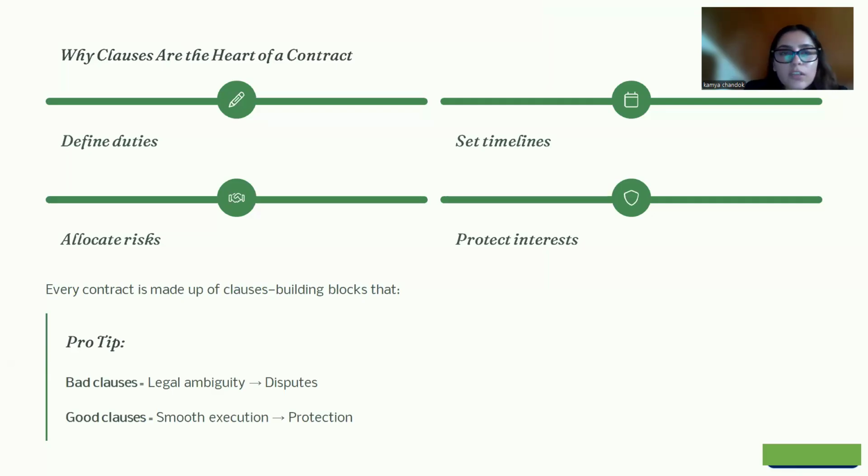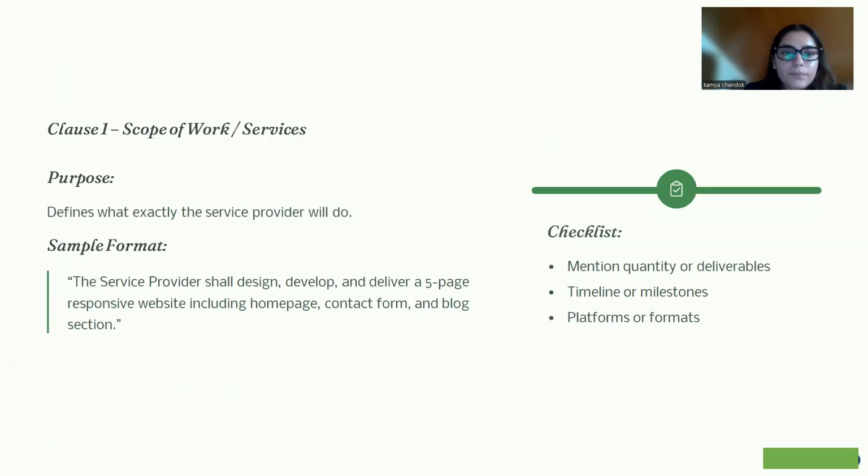Now each house is made up of bricks. These bricks are your clauses. So weak bricks, or vague clauses, may make the entire structure collapse during a storm, or a dispute or breach. To keep it simple and easy to understand, always remember that bad clauses will always lead to ambiguity, confusion, and legal battles, while good clauses ensure clarity, smooth execution, and legal protection.